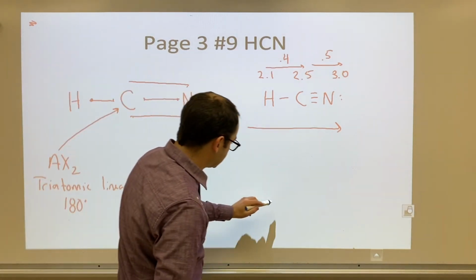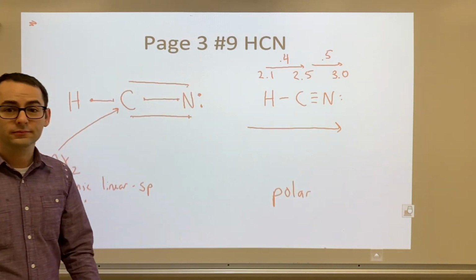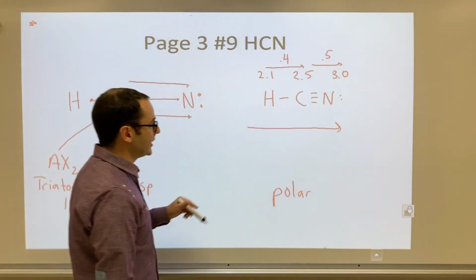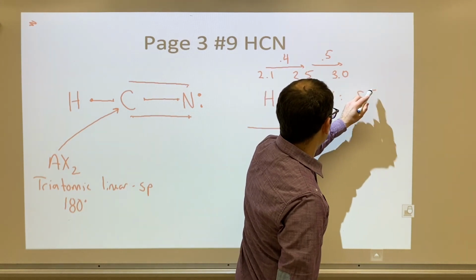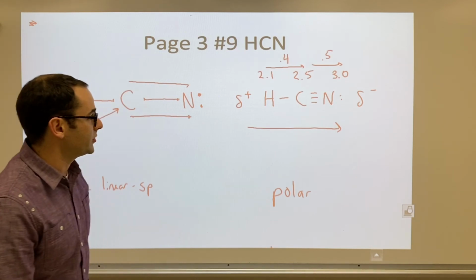How do we show that it's polar besides writing polar? Slightly negative. Yeah, we need the slightly negative and slightly positive lowercase deltas to show us that, all right?